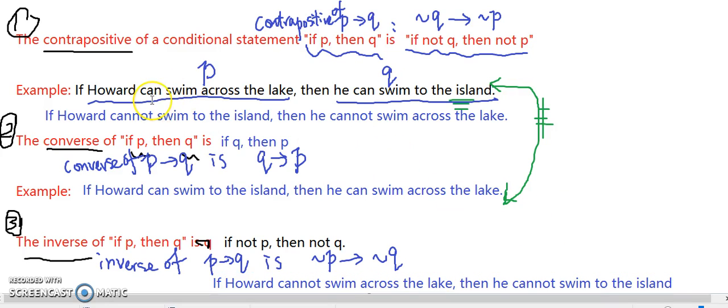Okay, so here are these three different variants of conditional statements. Notice that only the contrapositive is equivalent to the original conditional statement. Converse and inverse may not be logically equivalent, which means they may not mean the same thing. So if the original statement is true, it doesn't necessarily mean the converse is true. If the original is false, it doesn't mean the converse is false. Similarly for the inverse. But for the contrapositive, if the original statement is true, then the contrapositive is true. If the original statement P implying Q is false, then the contrapositive is also false.